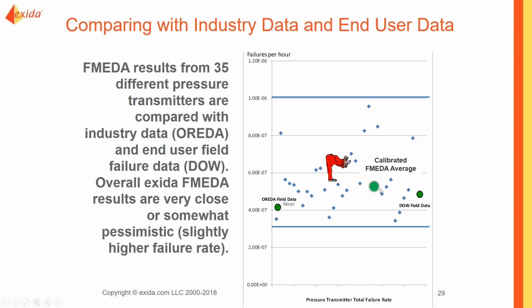Where's my cursor? There it is. If you see Dow, they're a little bit to the right and a little bit lower, and then of course exida. So if you look at it, we're right there with what the industry is saying it should be. And if anything, we're slightly pessimistic, but I'd rather be pessimistic than optimistic because I'd rather you be safer.